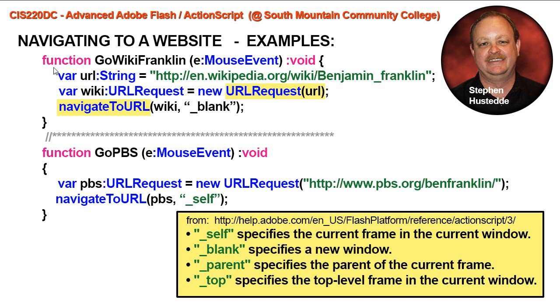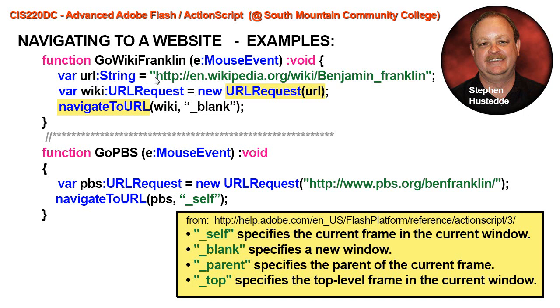And I've got two examples here. The first one, I've got a function called GoWikiFranklin, and basically the same procedure we've been using in terms of a function name, the event that it's handling, so this would be in response to somebody clicking on a link or on a button. It's not going to return anything. And I have a variable named URL. I could have named this variable anything I wanted, but URL seemed to make sense. And typically variable names begin with a lowercase letter. If they're just one word, it's all lowercase. And then a colon String. So this is a string variable. It's going to contain alpha characters.